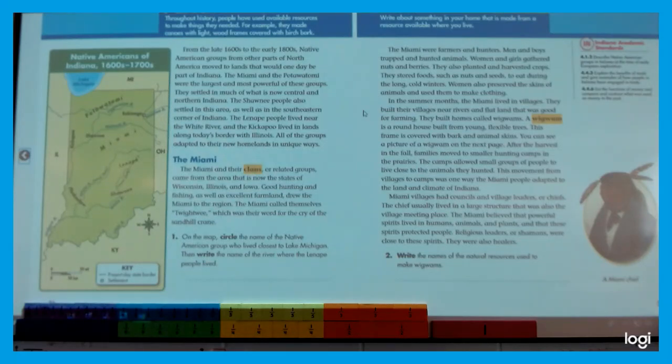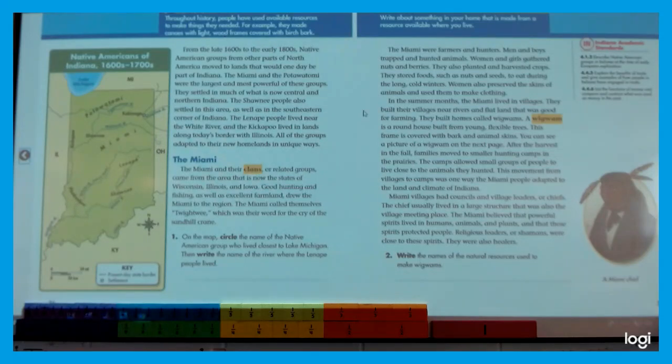After the harvest in the fall, families moved to smaller hunting camps in the prairies. The camps allowed small groups of people to live close to the animals they hunted. This movement from village to camps was one way the Miami people adapted to the land and climate of Indiana. So if they stayed where they were in the summer and all their meat left in the winter, they can't really grow stuff in the summer, right? So while they could grow food to eat in the summer, they had to continue to follow their meat food in the winter.